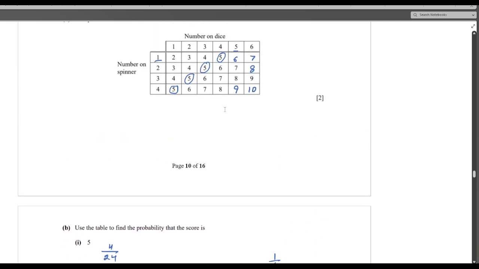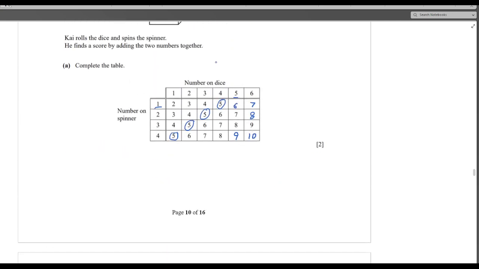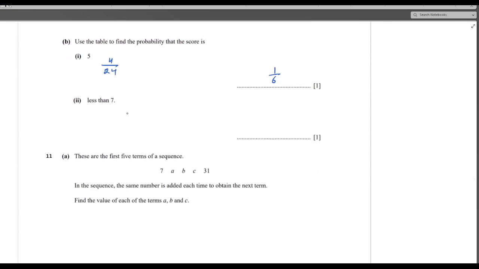Less than 7. Now less than 7 means from 2 to 6 we will say. So from 2 to 6 we have 1 2 3 4 5 6 7 8 9 10 11 12 13 14. Okay, 14 such results. Less than 7 it is 14. 14 out of 24, that is 7 out of 12.